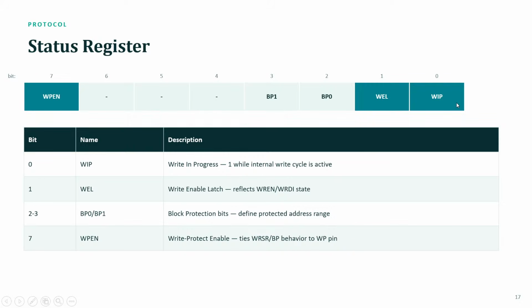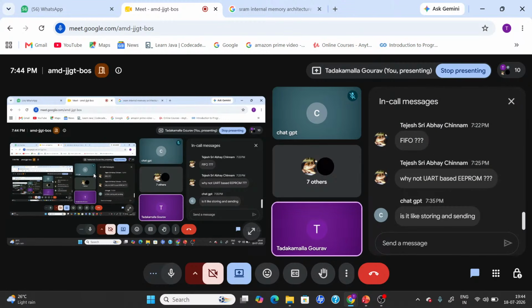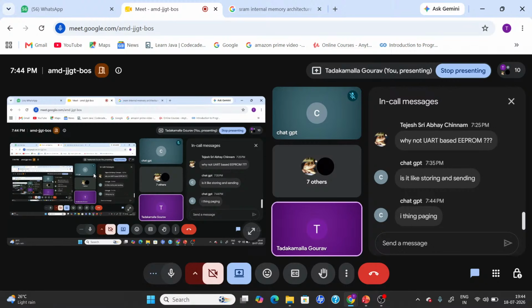Okay, what is that key information? So this is my status register, which is present inside your memory chip. Now, the key fields I'm going to have: the first field is WIP, that means write in progress. So what is write in progress? Can anyone tell me now? We discussed this in the previous slides. What is write in progress? From paging to the internal architecture, if the operation is being performed, that is my write in progress.